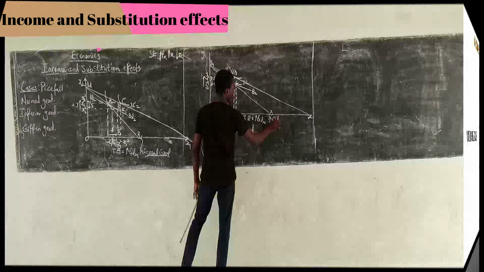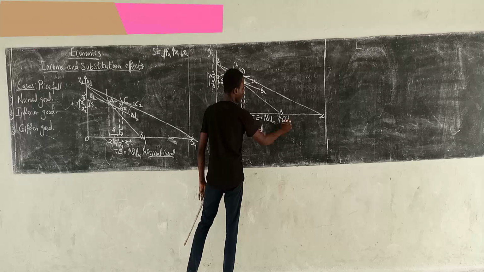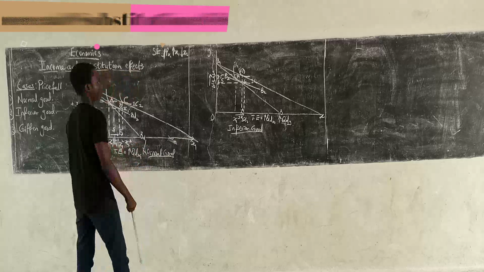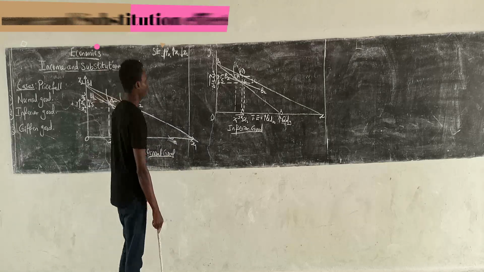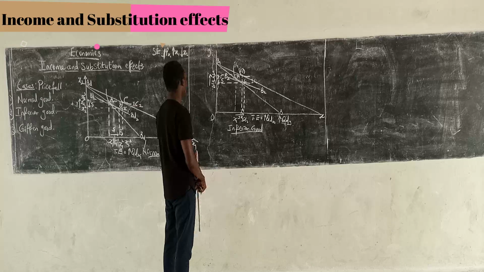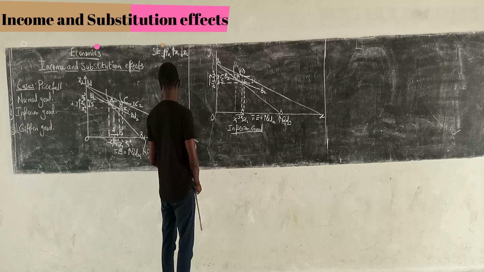from a price fall. Okay, so isn't that what the graph is telling us? Isn't that what the graph is telling us? Okay, so how is the result different from what is here?